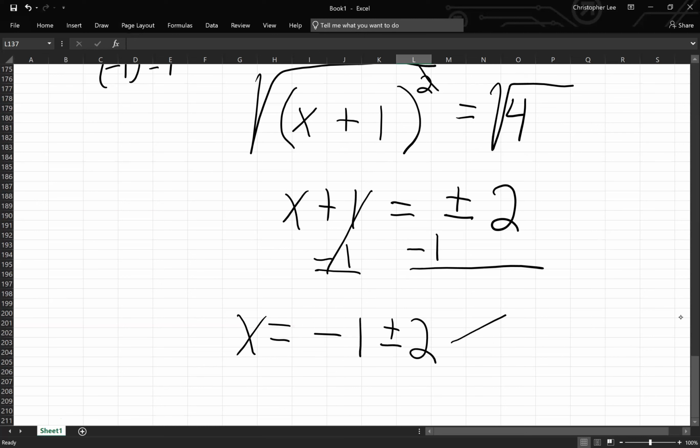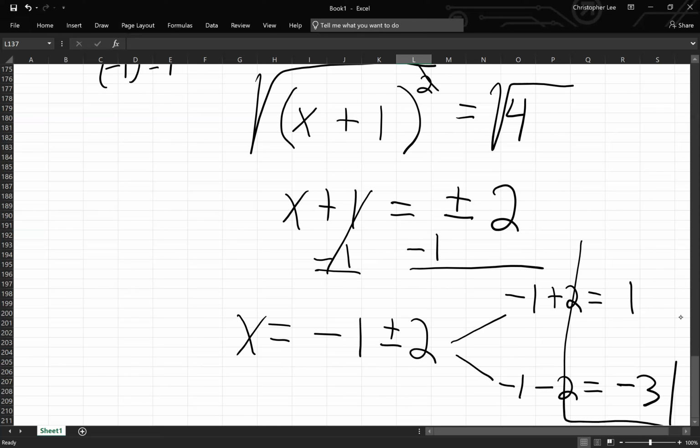So that gives me 2 answers, right? One of them is what? Negative 1 plus 2, which is what? Positive 1. And the other one is what? Minus 2, good, which is what? Negative 3. Excellent, right? These are my answers, right? Both of them.